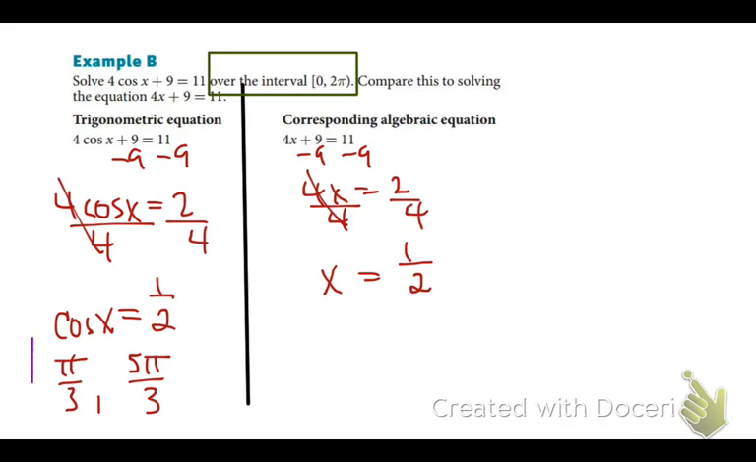All right, and there's your answer. So if they state that they want it over a specific interval between 0 and 2 pi, then we will only list those and we don't have to do a general solution. So sometimes you'll do the general solution, sometimes not, depending on what they ask you to do.